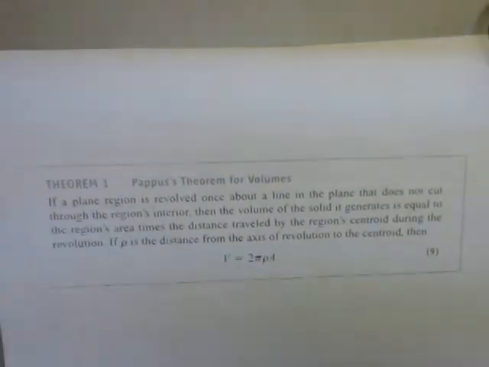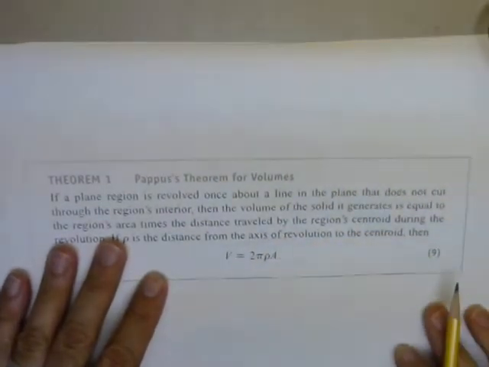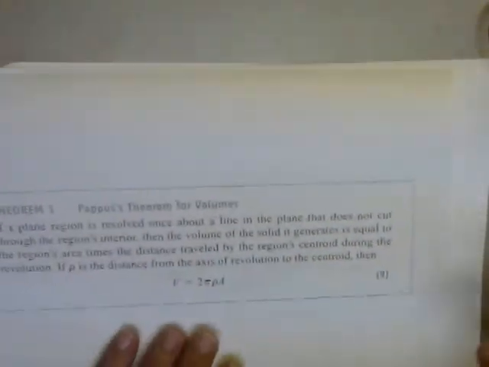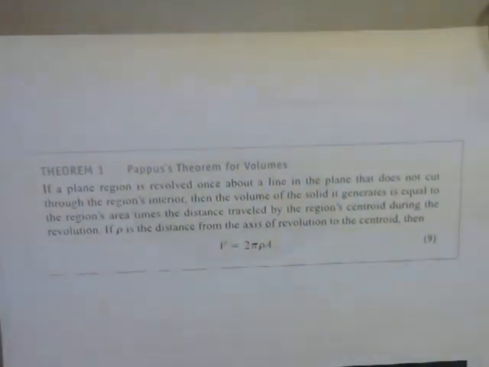Maybe one last theorem I should mention is that if a plane region is revolved once about a line in the plane that does not cut through the region's interior, then the volume of the solid it generates is equal to the region's area times the distance traveled by the region's centroid during the revolution. You could use this formula to calculate some of the volumes of revolution we did earlier. If you wanted to calculate this volume of revolution rather than doing an integral, you could just plug into that formula, assuming that you can find the centroid, which might involve some calculus.